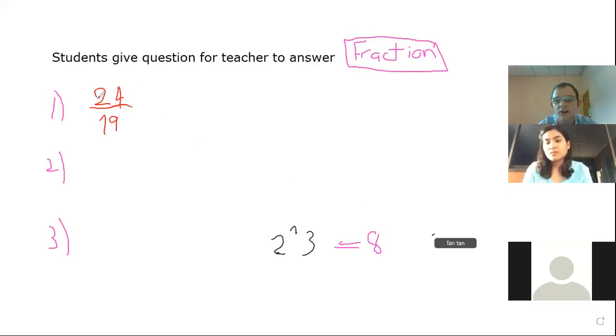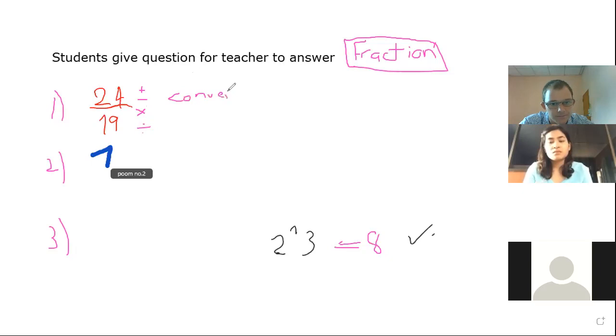Okay, what do you want me to do here? Simplify. What do you want me to do here, Jasmine? Do you want me to simplify or do you want to put the addition, subtraction, multiply, or divide? Or you can put convert to decimal.